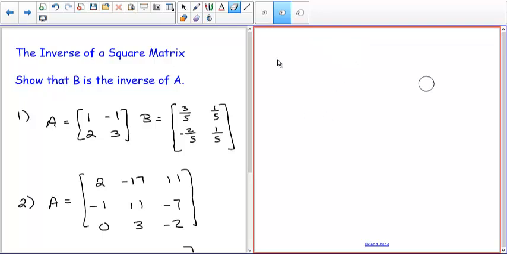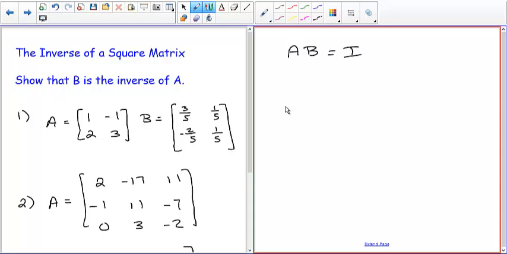When it says in problem number 1, show that B is the inverse of A, what we should expect is A times B equals I. They're written down here, so let's just do the multiplication. I'm going to make a big matrix here and show the multiplication. The first row, first column entry is going to be 1 times 3/5 plus -1 times 1/5.